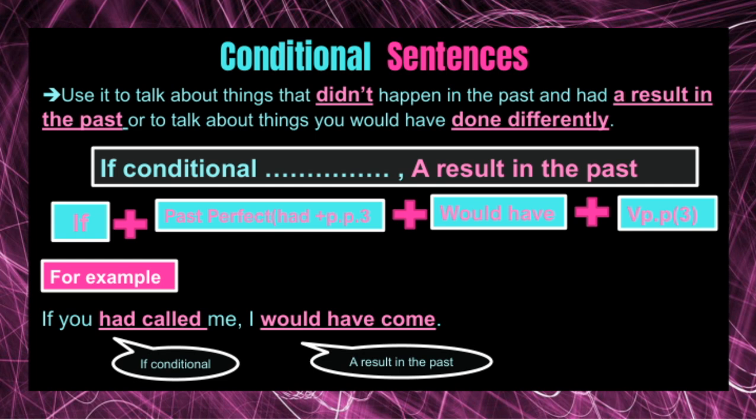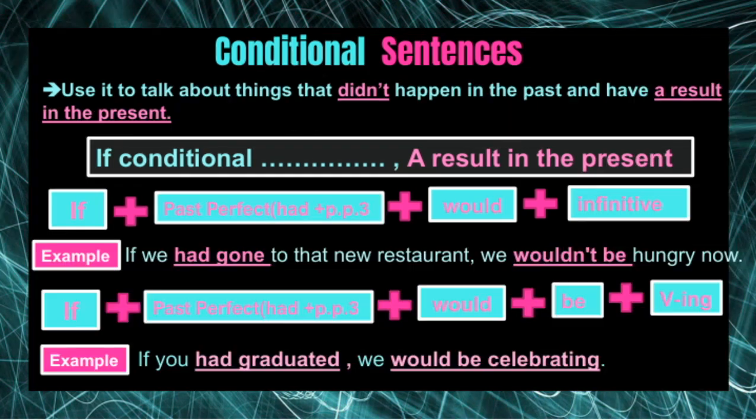This kind of sentence helps us talk about things that didn't happen in the past and what the result might have been. It's also useful when reflecting on what we could or should have done differently. Remember, these conditional sentences are a great way to express regret or imagine alternative past scenarios. They connect past actions with their possible outcomes, which is a common theme when analyzing past decisions or missed opportunities. Let's look at some examples to make this clearer.